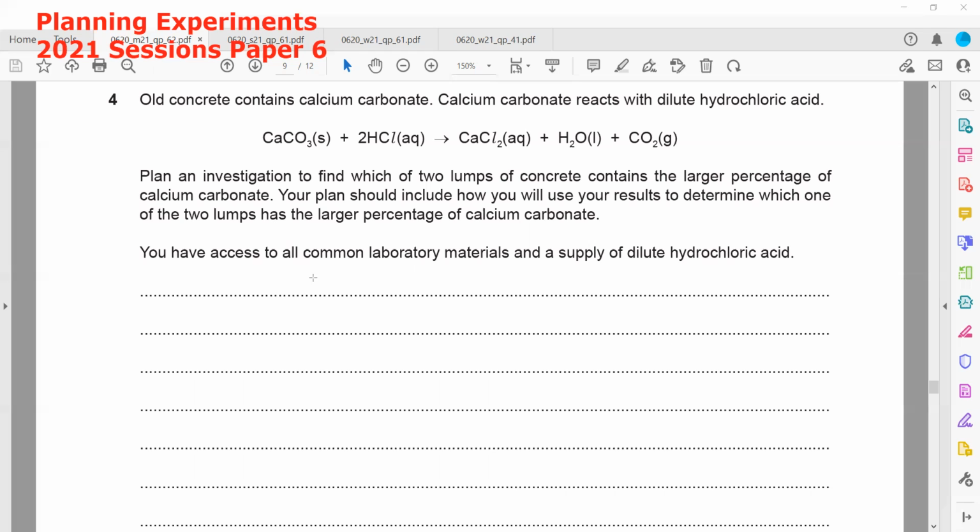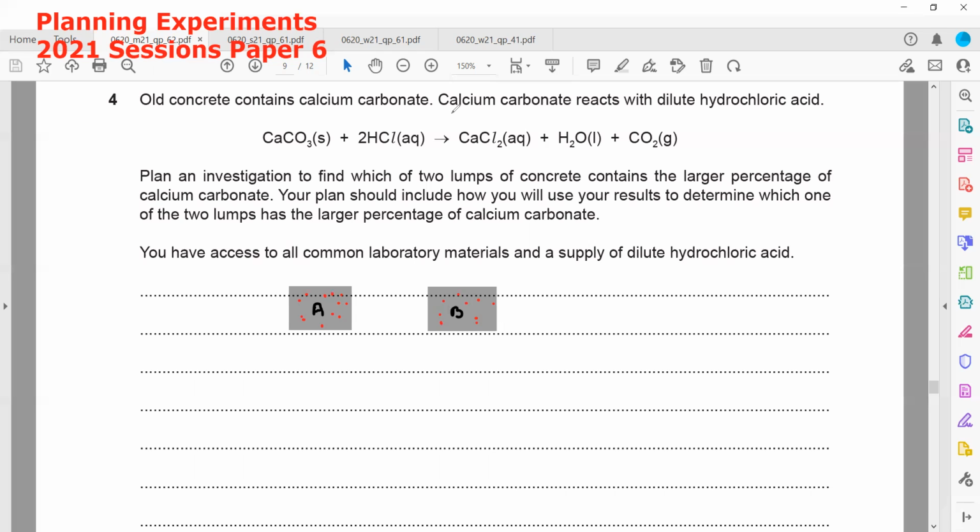So first, what we will do, we will take equal masses of the two lumps of concrete, for example A and B. As I mentioned, the lumps of concrete contain calcium carbonate. For example, these red spots are representing the calcium carbonate. And because these are lumps, to increase the rate of reaction, we can crush them using a mortar and pestle so that they will have a large surface area and react faster.